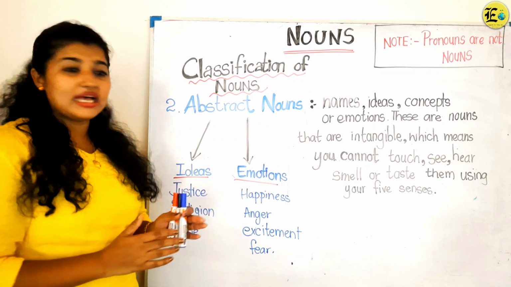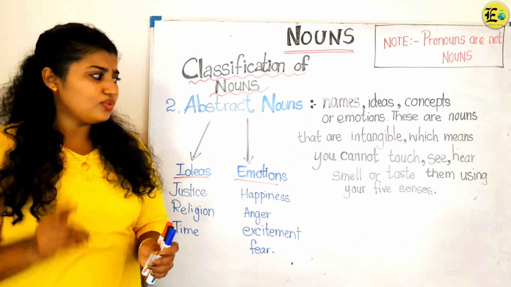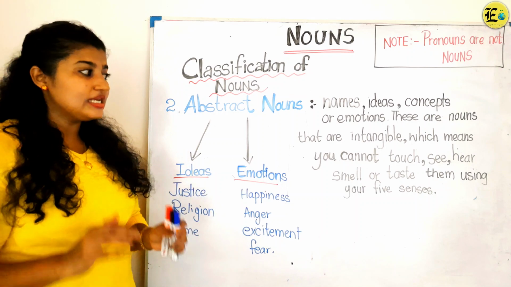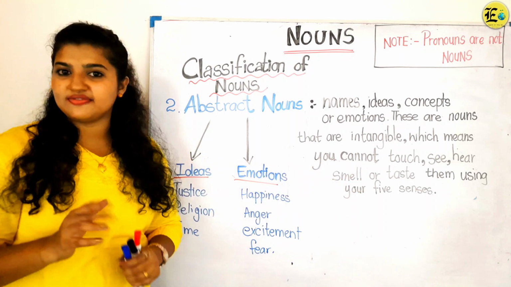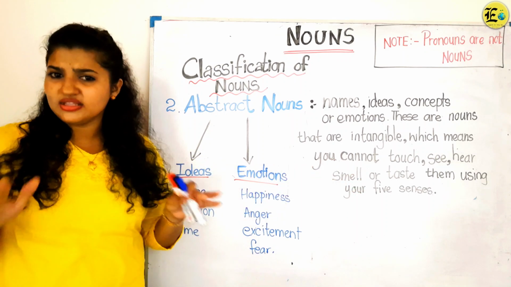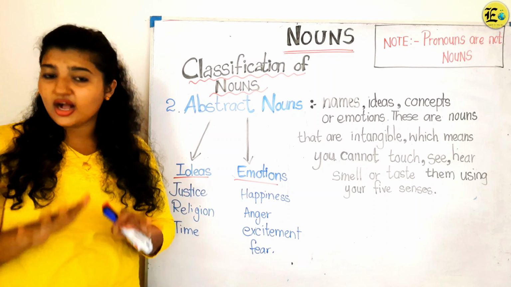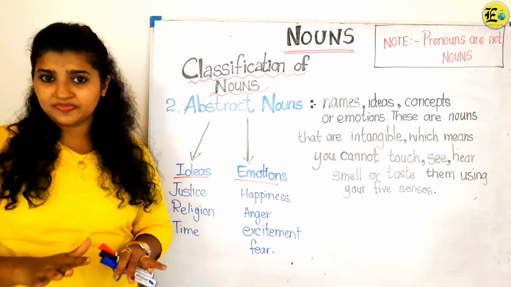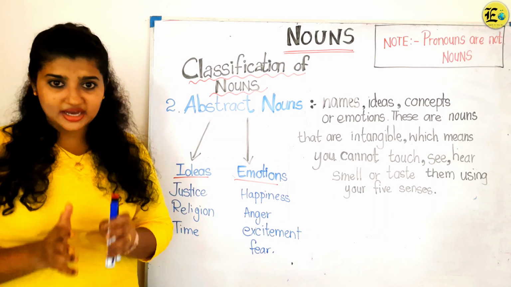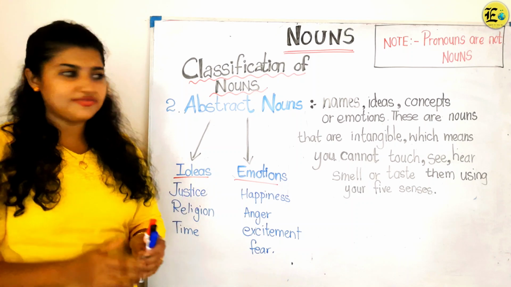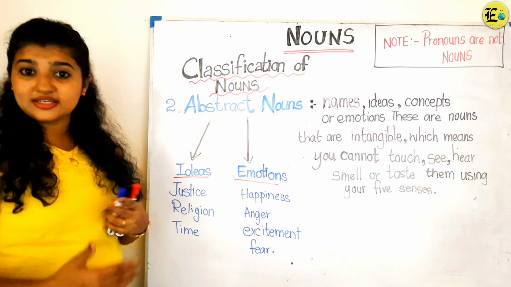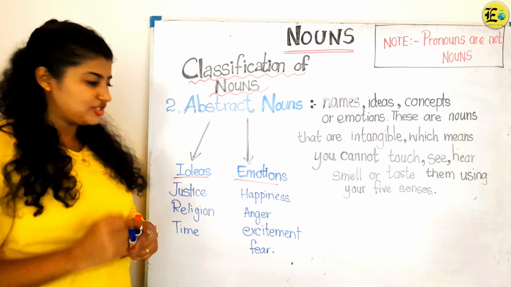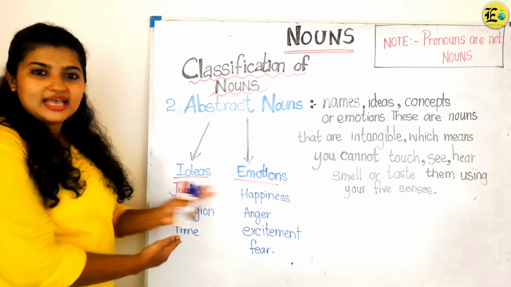These are nouns that are intangible, which means you cannot touch, see, hear, smell or taste them using your 5 senses. So whatever things that you cannot touch are named as intangible. So these intangible nouns are really classified under abstract nouns. Under this, we have categorized our examples into 2 major parts such as ideas and emotions.